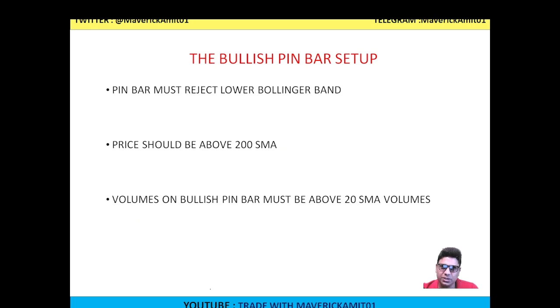Friends, for the purposes of the bullish pin bar setup, we are going to basically use three things. The first is the pin bar must reject the lower Bollinger Band. So we are going to plot Bollinger Bands on a chart. The pin bar must reject the lower Bollinger Band. It must cut through the lower Bollinger Band while the pin bar is formed. This is a very important condition. If any of these three conditions are not met, we will not take the trade.